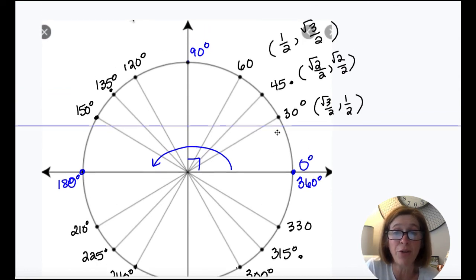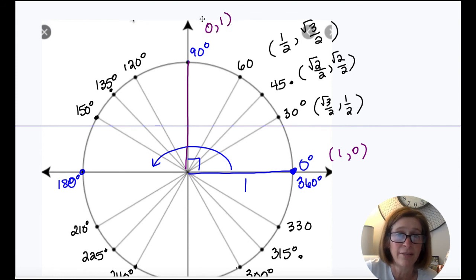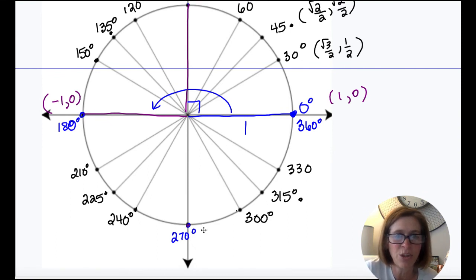Well, let's see if we can figure out their coordinate points. Remember, the unit circle is a circle with a radius of, in your head I hope you said 1. So if this length is 1, this coordinate point would have to be 1, 0. If we went up here, this coordinate point would be 0, 1. If I went over here, this coordinate point would be -1, 0. And if I went down here, this coordinate point would be 0, -1.